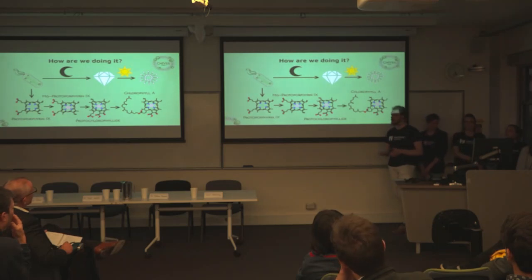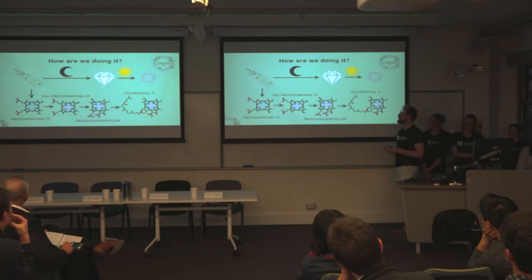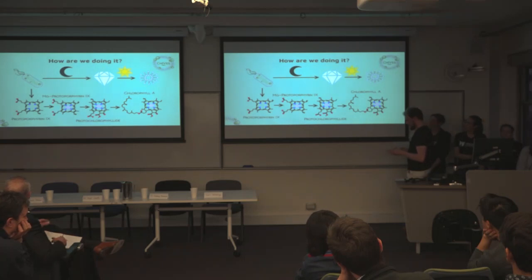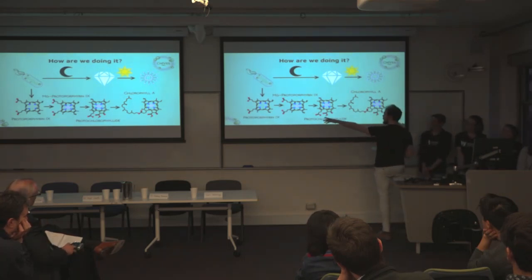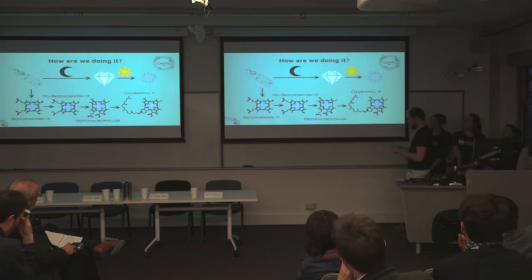Alright, so how exactly are we doing this? So, we basically hijack the chlorophyll biosynthesis pathway from an algae, and we express it within E. coli. So the protoporphyrin 9, so the furthest molecule there, is already produced by E. coli, and we use it as a precursor for this whole pathway.